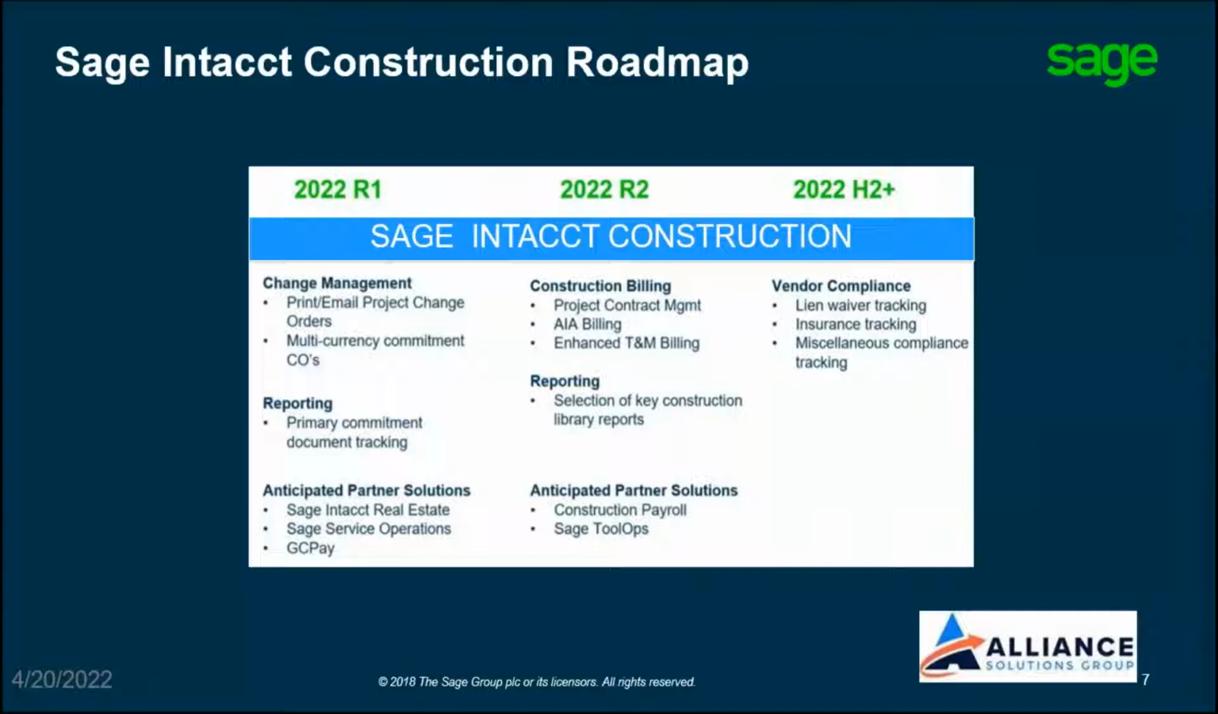As we move forward, which is this R2 and H2, you'll see the construction billing. I want to be specific about this. We're going to have a complete contracts and billing module within the system, allowing us to do the AIA billing and enhanced T&M billing. This is due for release next month. So I would encourage everybody to come to our June webinar to see that new enhancement feature set. After that, we'll be working on the compliance and the lien waiver tracking in the system.